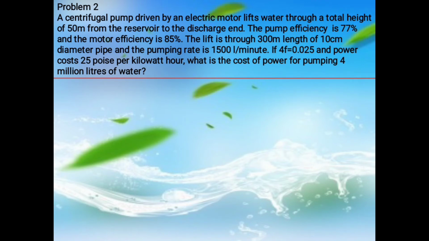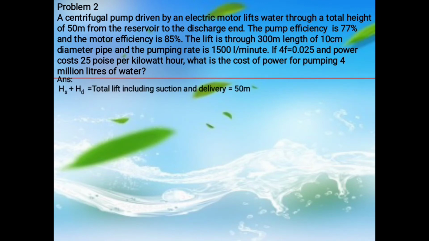In the question given, the total head height is 50 meter. That means suction head plus delivery head equal to 50 meter. And the pump efficiency 77%, motor efficiency 85%. From this we can find out the combined efficiency eta, that is equal to eta m into eta p. Then length is 300 meter and diameter of the pipe is 10 centimeter. Find out the head loss due to friction, that is HF equal to F dash into L into V square by 2GD, or F dash into L into Q square divided by 12.1 d raised to 5.